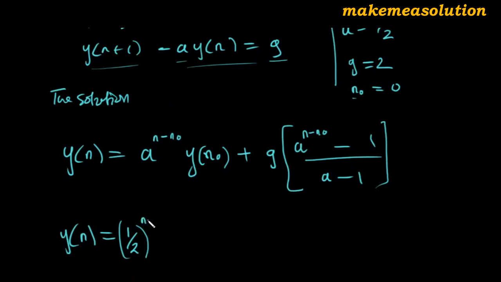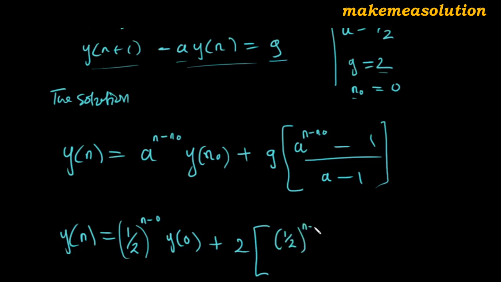So your y of n is going to be your a, which is 1 all over 2, to the power of n minus 0, then you now have y of 0, and plus g. What is g? G has a value of 2, and you now have a of n. Sorry, I shouldn't be writing a. I should actually write it as 1 over 2.